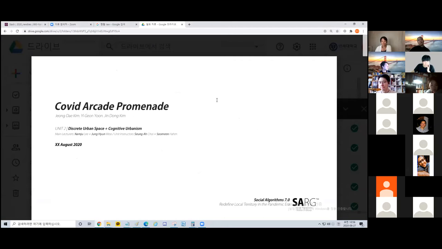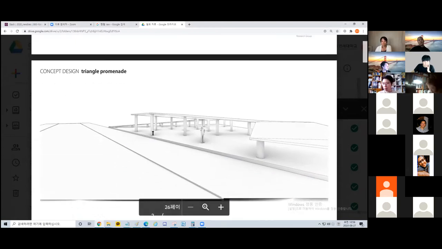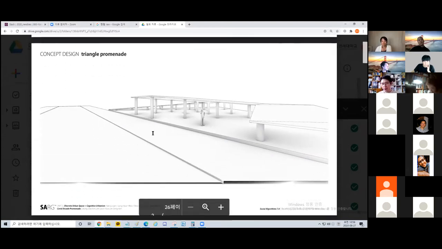Okay. Hello, everyone. My name is Jeongdae Kim, and I'm in Unit 2, B team, and the name of our project is COVID Arcade Promenade. Due to the coronavirus, we reduced our outside activities. However, people still need leisure and social connection for our rich life. So we thought about an idea to deal with this problem.